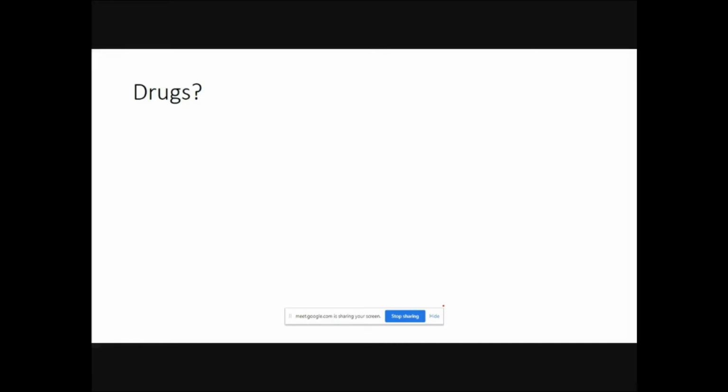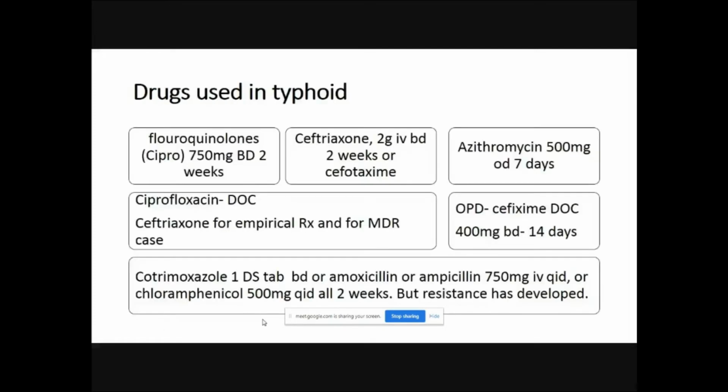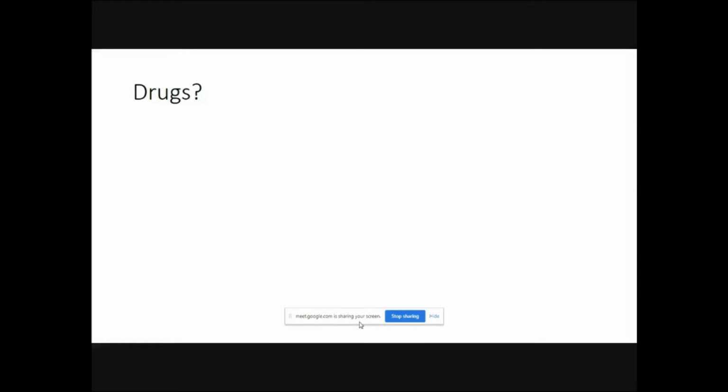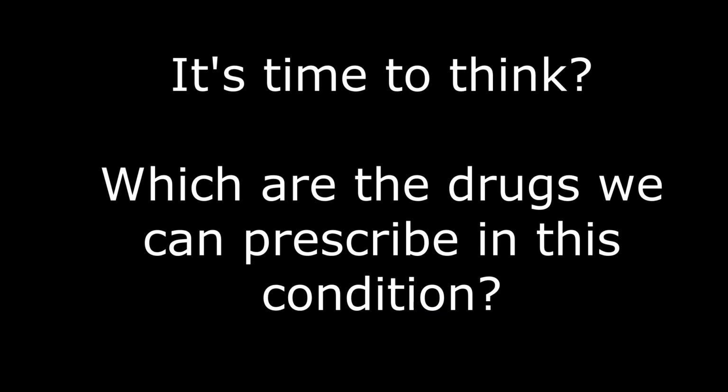Now we will come to our part, that is drugs. What are the drugs which are given for management of typhoid fever? Yes, now you can discuss. Very good, ceftriaxone. Any other? Ciprofloxacin, very good. Fluoroquinolones, yes, that group of drugs. Any other group of drugs apart from fluoroquinolones? Azithromycin, yes, very good. And for carriers, ampicillin.